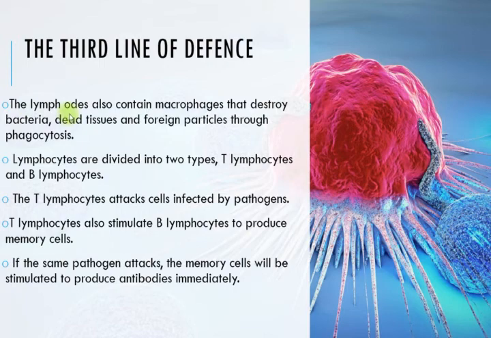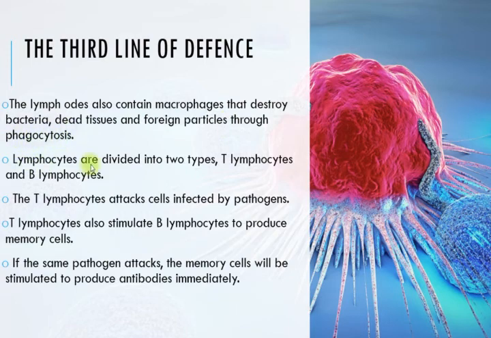Okay, the lymph nodes. The lymph nodes also contain macrophages. Macrophages destroy bacteria, dead tissue, and foreign particles through phagocytosis. So what is a macrophage? Macrophages refer to the monocytes that will destroy the bacteria, dead tissue, and also foreign particles by phagocytosis.